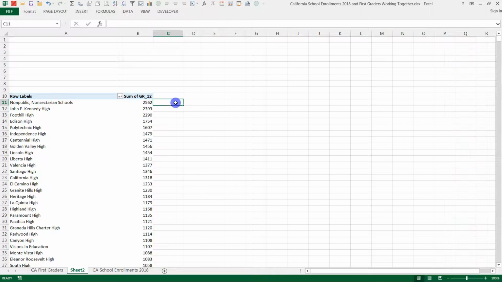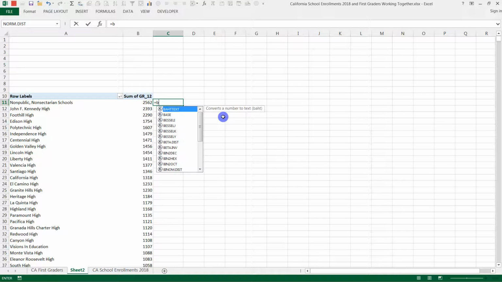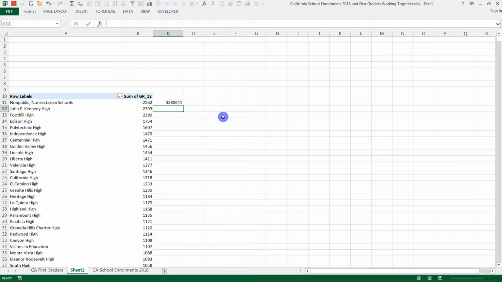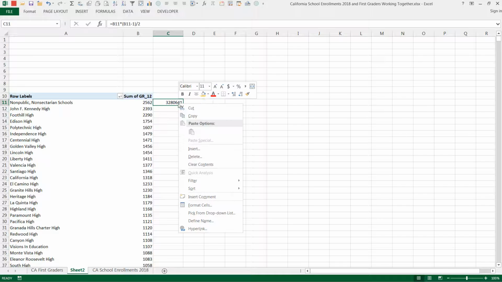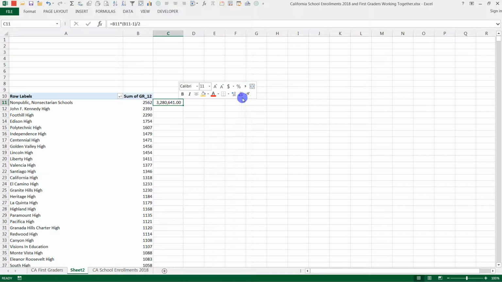So this one, I'm going to do equals. You have to use the numbers here. So this is cell B11, B11 times B11 minus 1 over 2. So that's the number of combinations. There, you can run this at slow speed. You can run it at quarter speed on YouTube.